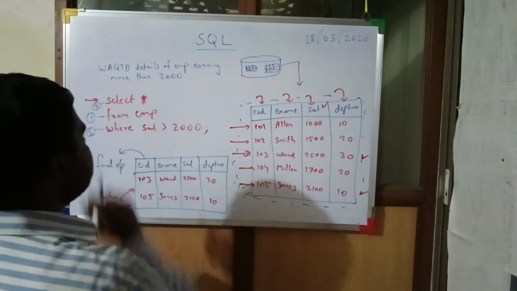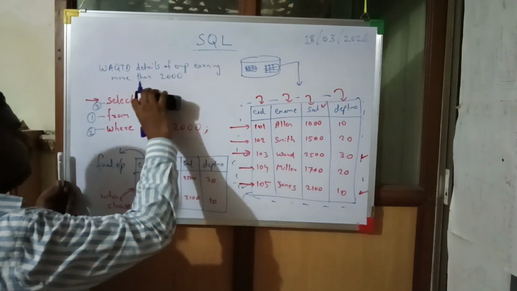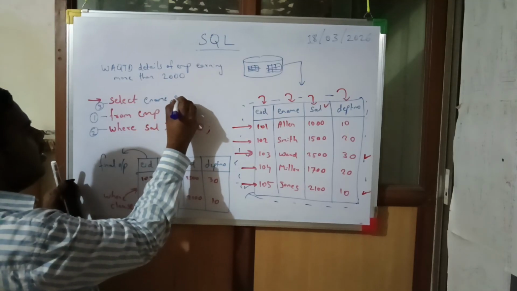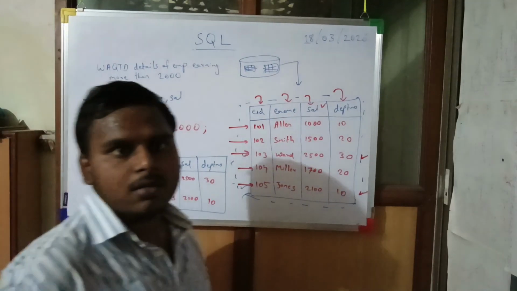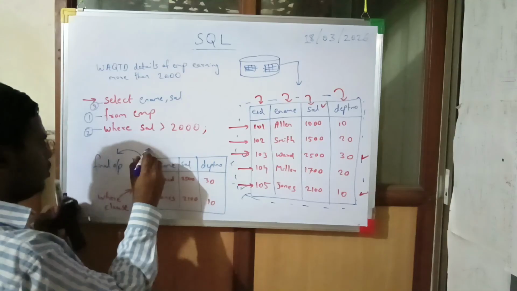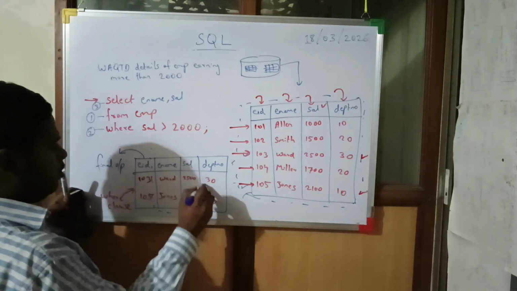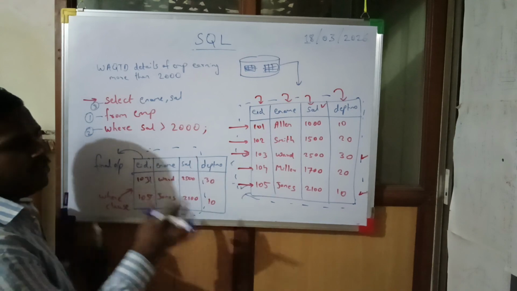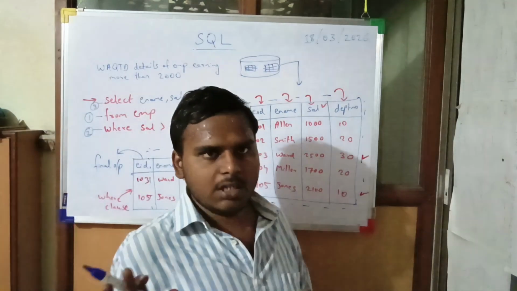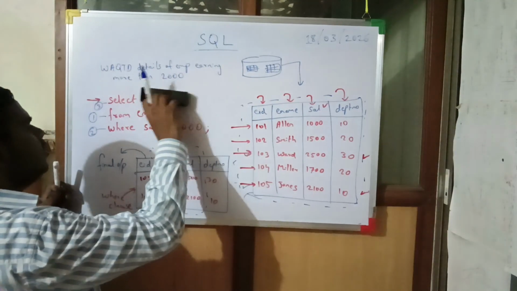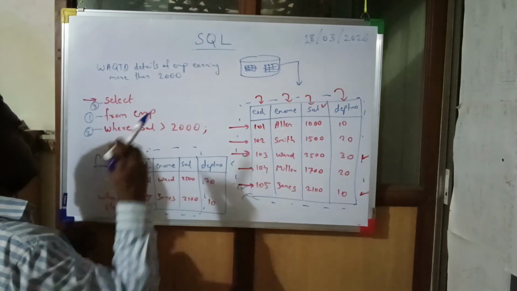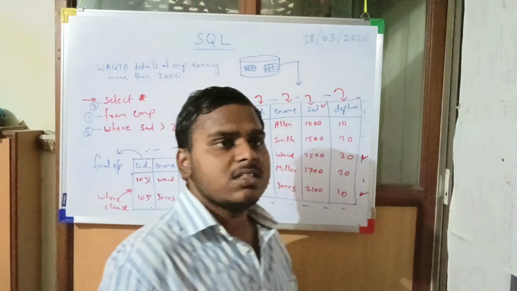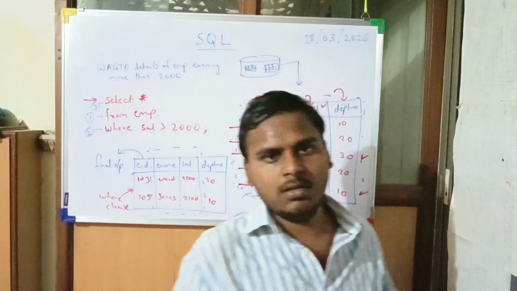But suppose instead of an asterisk I mentioned ENAME comma salary. What will happen here? Nothing much. These two columns will get extracted, and only ENAME and salary will be displayed. That is the only change. But for now, I just want the entire details, so the asterisk will be there. This is how selection will work.